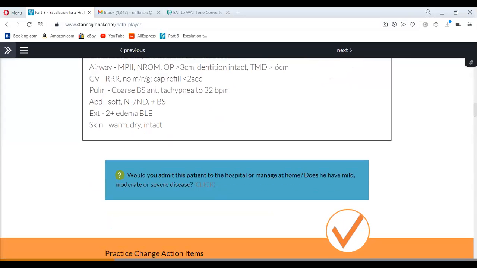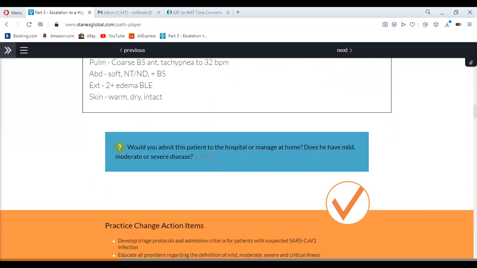So with all these features and the history, would you admit this patient to the hospital, or would you rather manage this patient at home? You send him home with medication and say you should manage at home, just like what we used to have these days for COVID-19 home-based care. And does he have mild, moderate, or severe disease? Maybe we'll give you some 30 seconds to type in your answer, before we move on to see the material that can guide us in this. So type into the chat box.